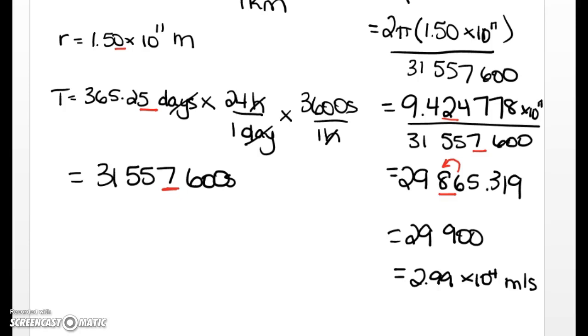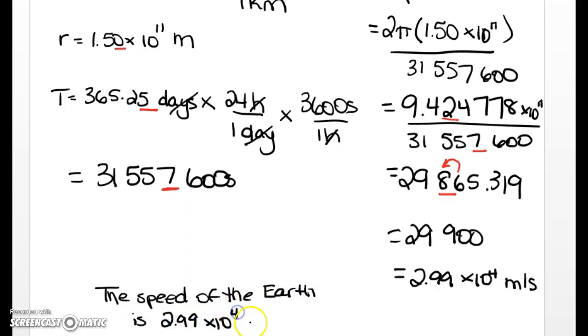So now that we've done all our calculations, this one did give us a little bit of a situation, so we should write a sentence with that. So we can say that the speed of the Earth is 2.99 times 10 to the 4 meters per second. And once you have written your sentence, then you have fully completed your question.